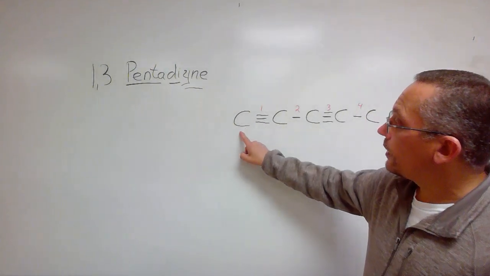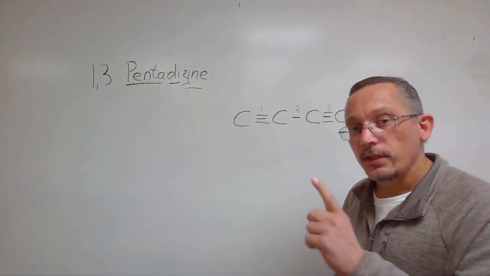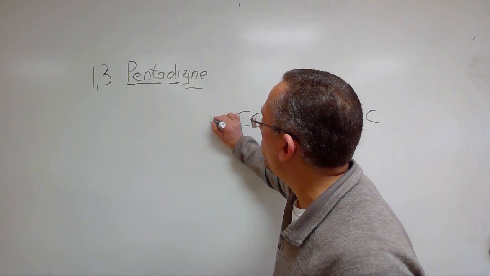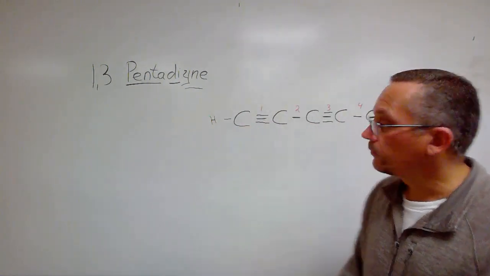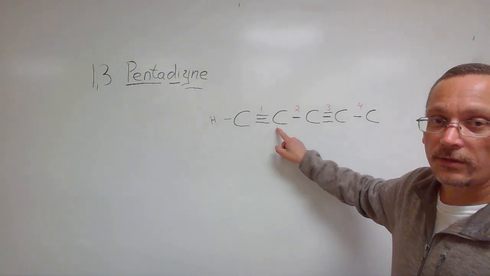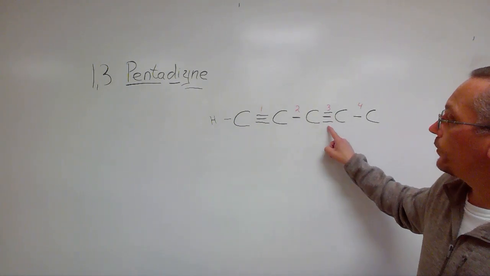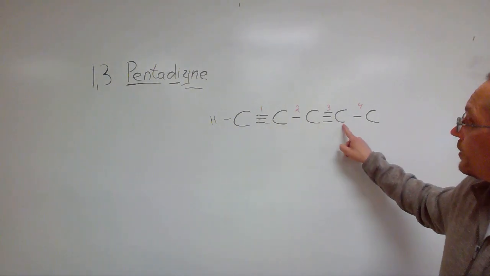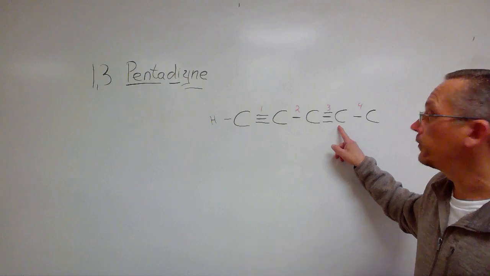Okay. So looking at this carbon, it has 3 bonds right here, which means it needs 1 more. So I'm going to put a hydrogen right here. And now this carbon has 4 bonds. This carbon has 1, 2, 3, 4 bonds, so this carbon is good. This carbon has 1, 2, 3, 4 bonds, so this carbon is good. This carbon has 1, 2, 3, 4 bonds, so this carbon is good.